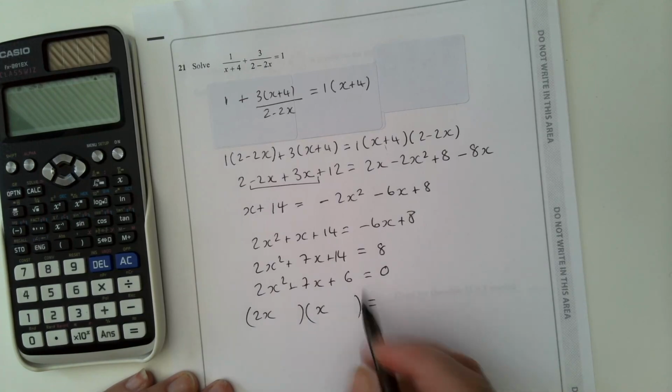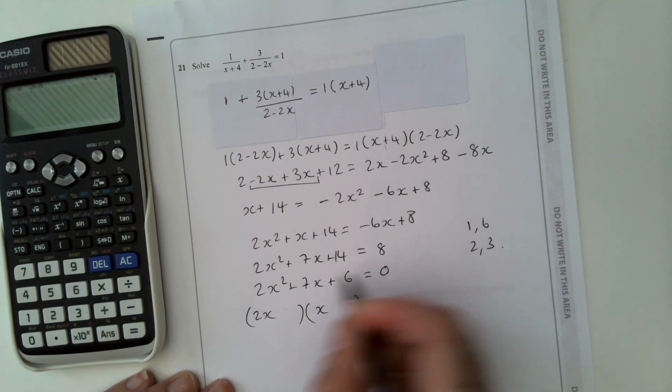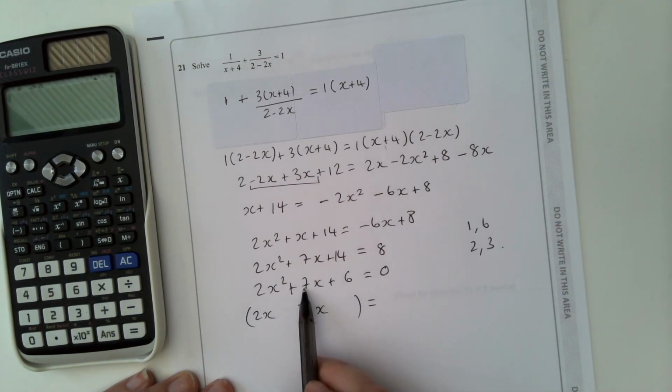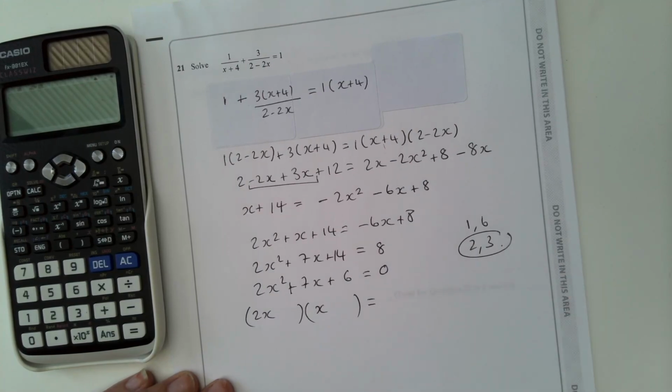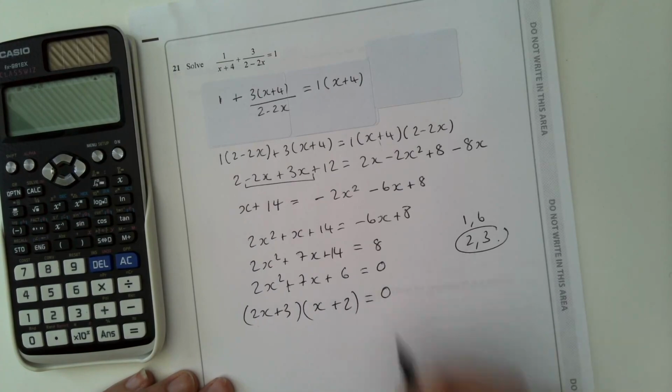So that would be 2x and x. Two numbers that multiply to give me 6: 1 and 6, 2 and 3. Add to give me 7, but one of them is going to get multiplied by 2. So it's going to be this pair that I use. So it'll be plus 2 and plus 3 is equal to 0.